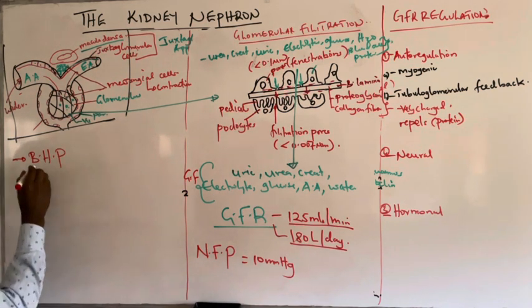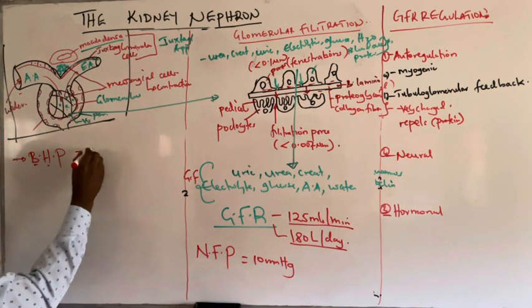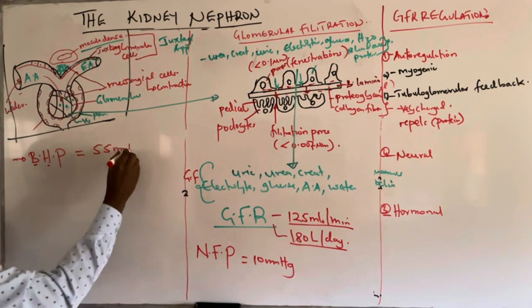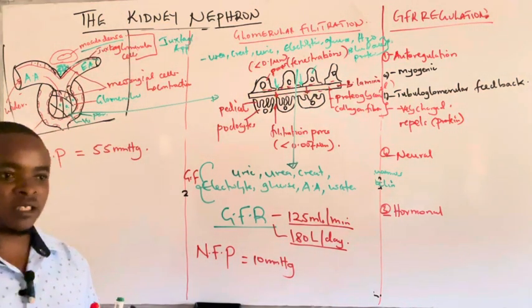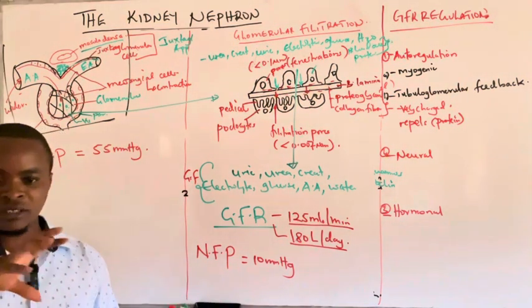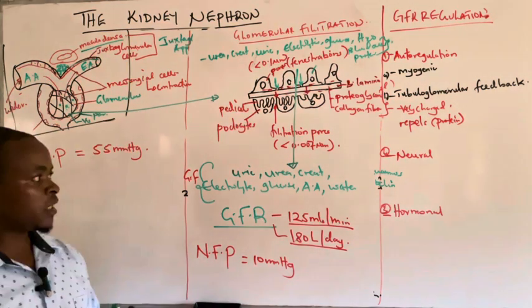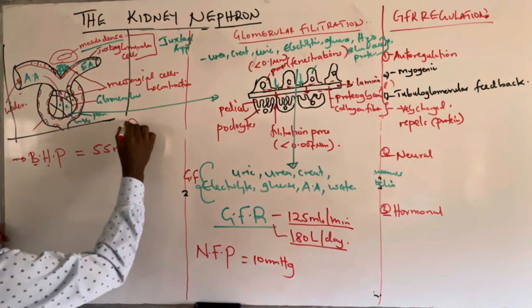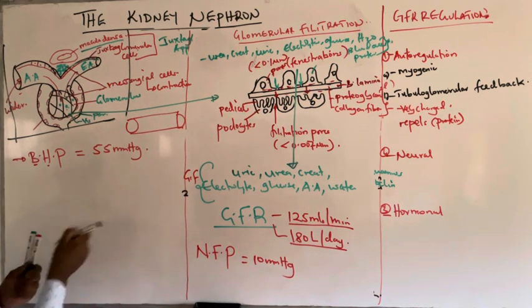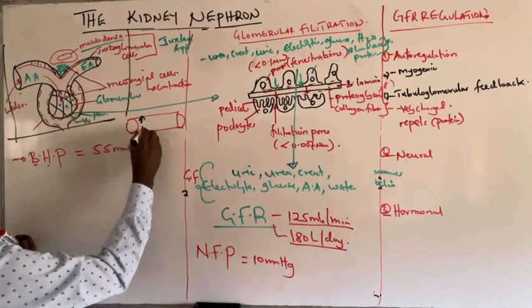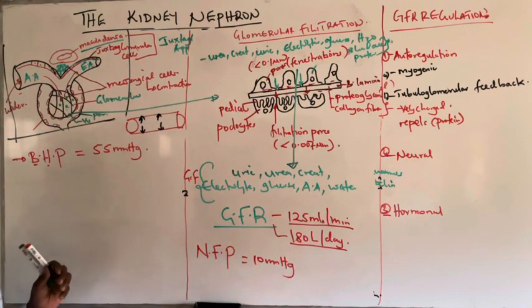And this blood hydrostatic pressure is equal to 55 millimeters of mercury. This is the pressure that forces the fluid to move out of the cell. If I have a blood vessel, the blood hydrostatic pressure is the one that is forcing the blood to move out of the vessel. So it is a forcing pressure that tends to force the fluid to move out of the vessel.